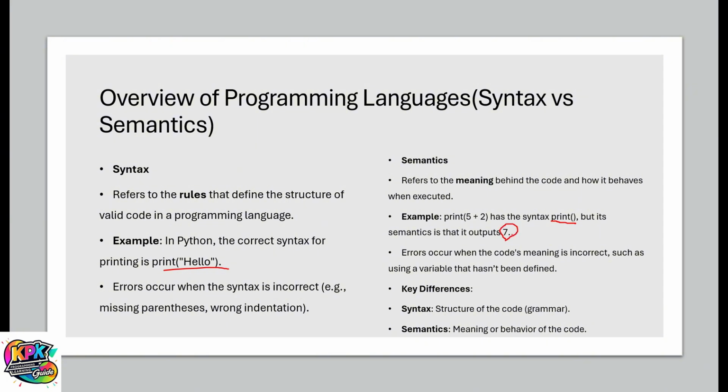So errors occur when the code's meaning is incorrect, such as using a variable that has not been defined. Key differences between syntax and semantics: syntax is the structure of the code, that is the grammar, and semantics is the meaning or behavior of the code.